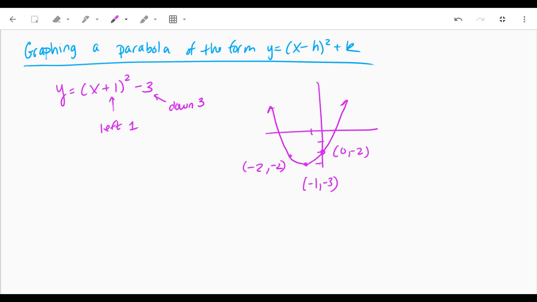transformations. Okay, next one we have a square root function, another one of your parent graphs. So they're all coming back.